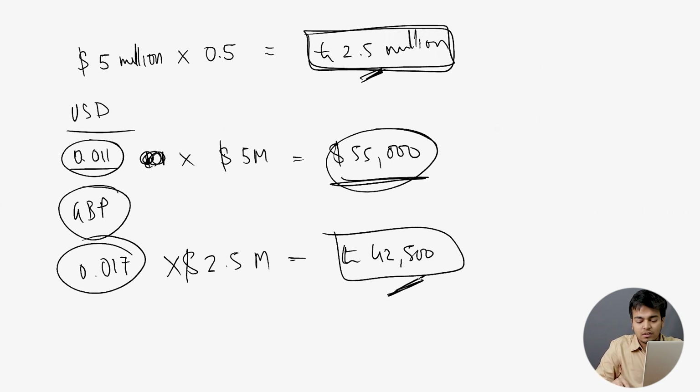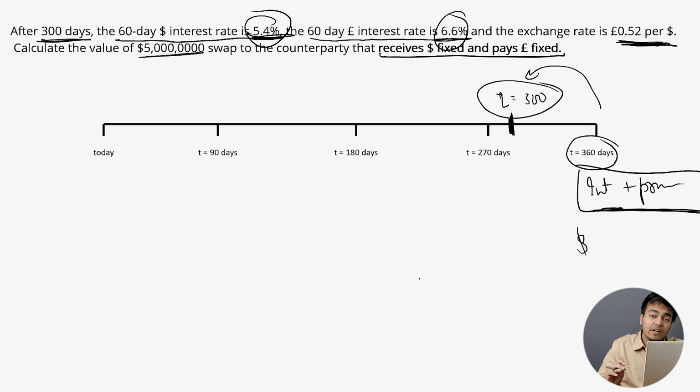Along with that, we need to consider the 2.5 million GBP principal, and bring it back to the 300th day using this particular rate. And then we can compare the values after we convert one particular currency into the other one. So we'll understand it with the example. Stay with me. Let's do it for dollar terms first.